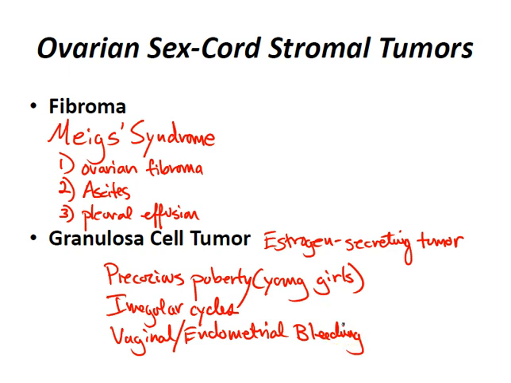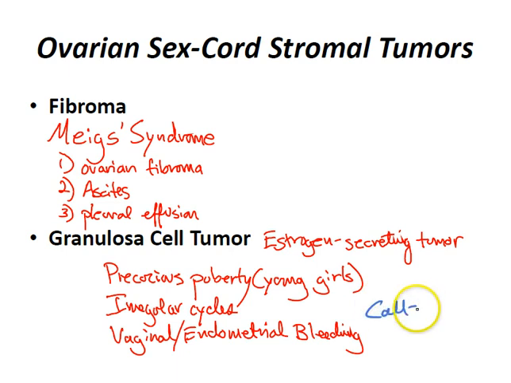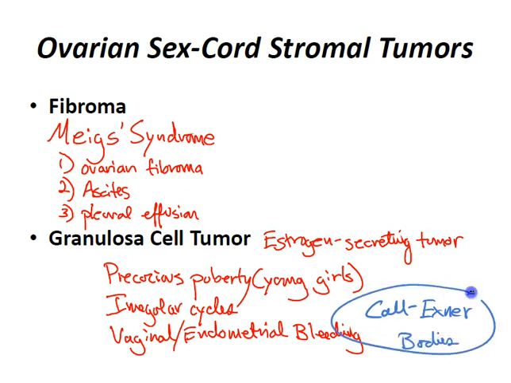All right, in adults it is associated with endometrial hyperplasia or endometrial carcinoma. It shows something called Call-Exner bodies, which are small follicles filled with eosinophilic secretions. So that's granulosa cell tumors for you.